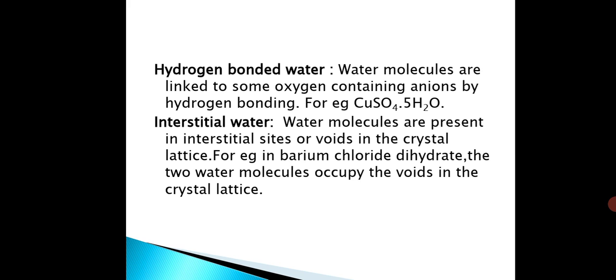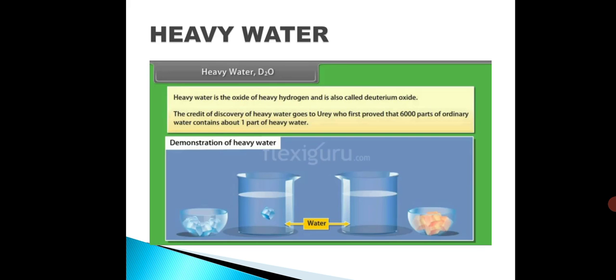Now coming to heavy water, which is called D2O. Heavy water is the oxide of heavy hydrogen and is called deuterium oxide, that is D2O. Heavy hydrogen means deuterium. Chemically, heavy water is called deuterium oxide.